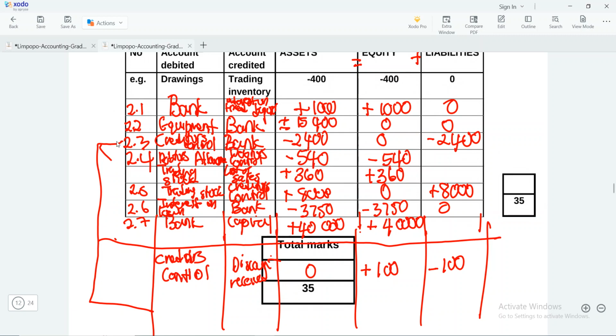So 2.3 was affecting four accounts. Always remember that once they speak about a discount, it doesn't matter whether we are receiving or paying. If they tell you that we have paid something and we received a discount, you must have 4 accounts being affected, because you must show the effect of that discount also on the equation, how it will affect the equation. So we are done with this lesson.